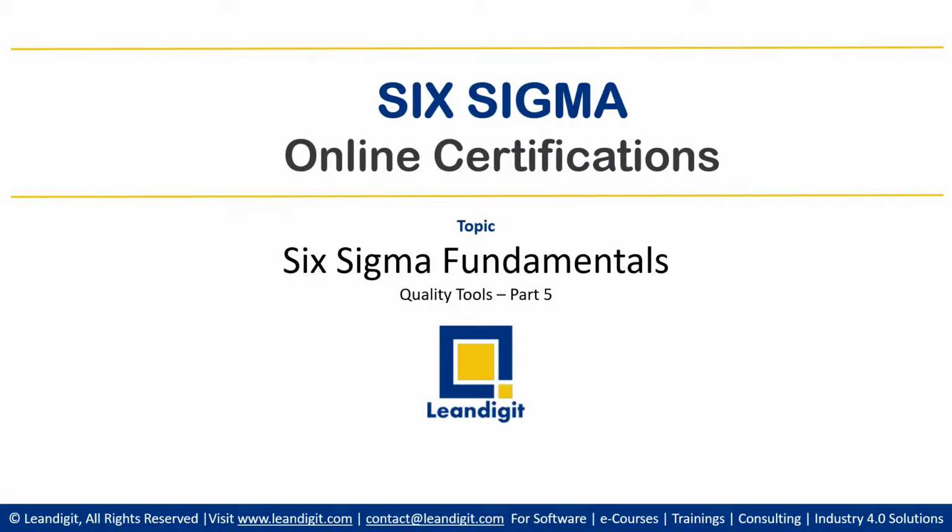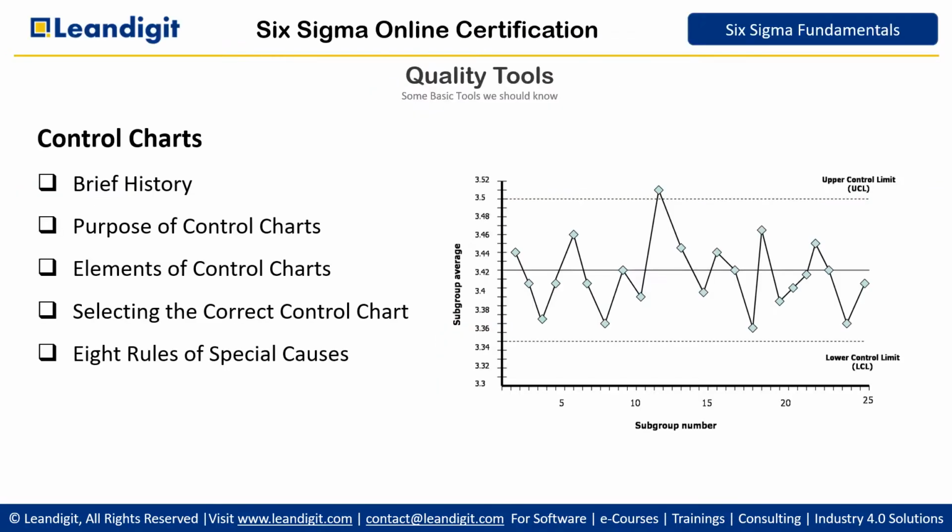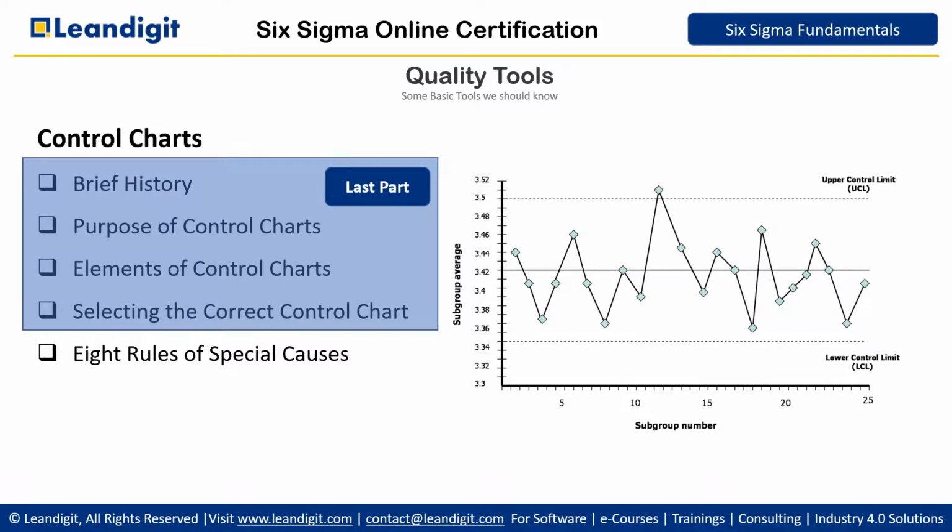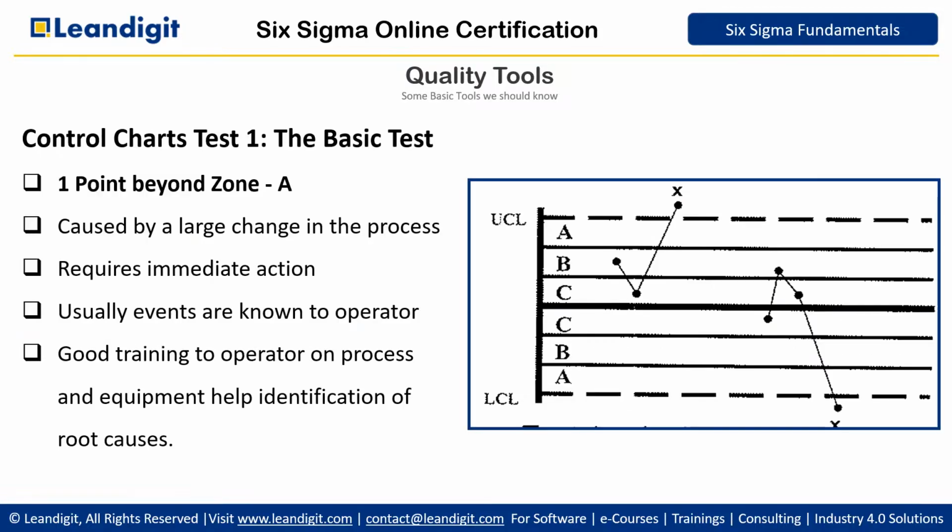We are on the topic Six Sigma Fundamentals, Quality Tools Part 5. In this video, we'll continue with our discussion on control charts. In the last part, we discussed the history, purpose of control charts, elements of control charts, and selecting the correct control chart. In this video, we'll discuss the 8 rules of special causes.